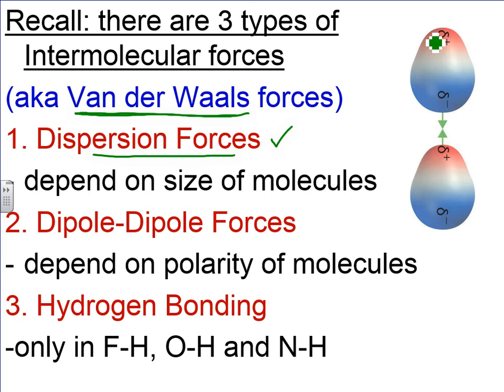Dipole-dipole forces are permanent forces essentially on the molecule, and that comes from the polarity of the molecule. If the molecule is polar, you'll have these dipole-dipole forces. And then the strongest of all, if you recall, is hydrogen bonding, which is present in three cases. You have fluorine, oxygen, or nitrogen connected directly to a hydrogen.